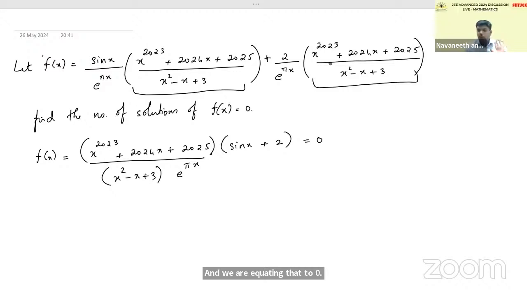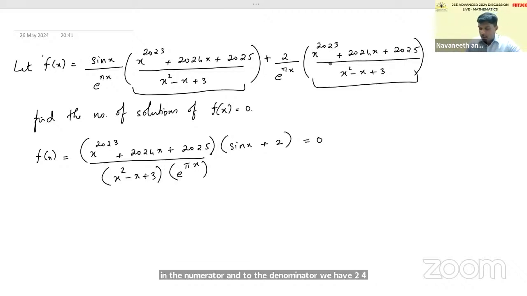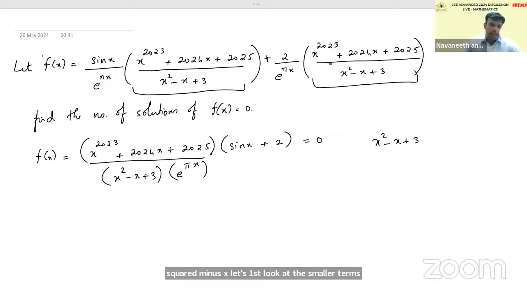And we are equating that to 0, basically. So we need to find the number of solutions for this equation. If you see, there are 4 factors, I would say: 2 in the numerator and 2 in the denominator, which are multiplied and divided. In the denominator we have x square minus x plus 3. Let's first look at the smaller terms. In a denominator, we have to ensure that this term is non-zero. The denominator should never be 0, so we have to take care of that part.